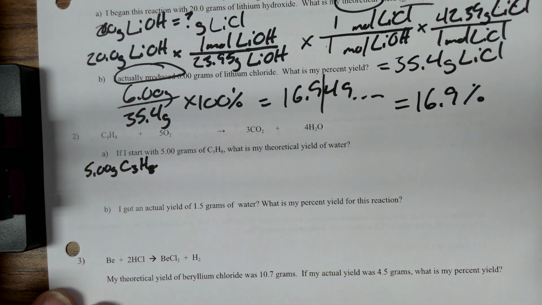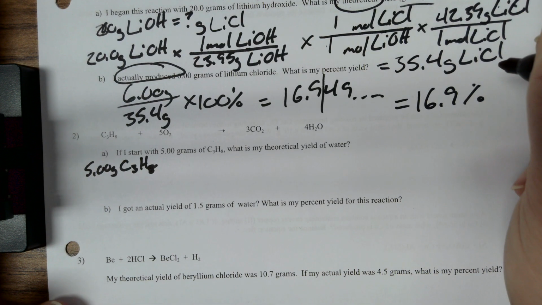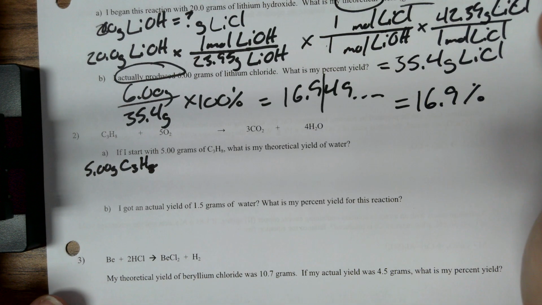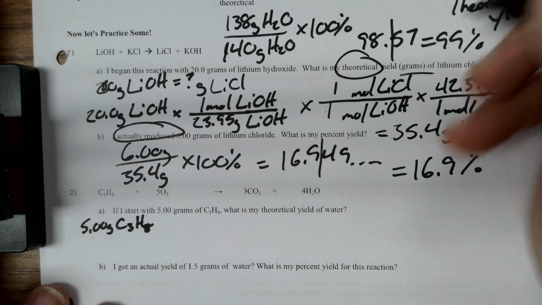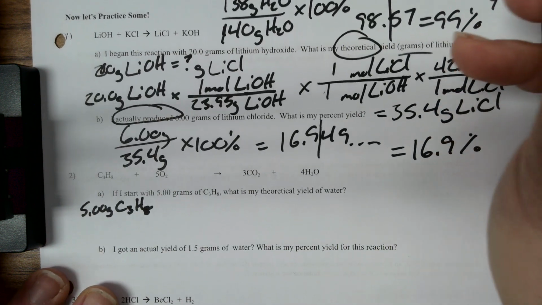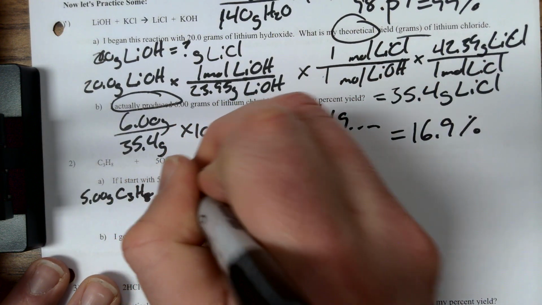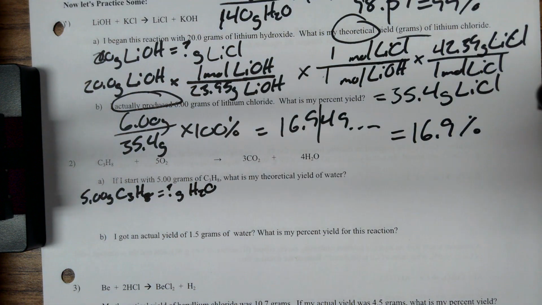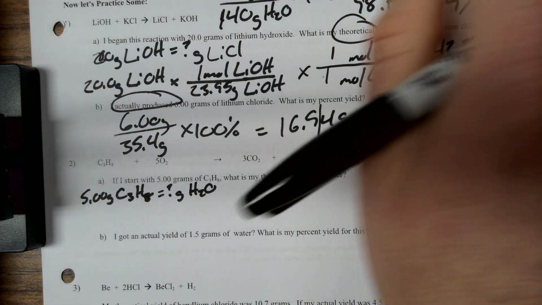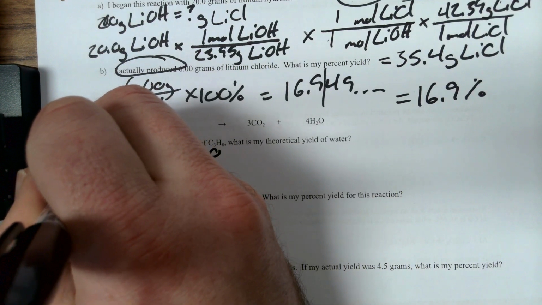I need to figure out what is the theoretical yield. One may be a little confused on what the theoretical yield is. It's always going to be grams. Every time we talk about theoretical yield, it's always grams. I want to figure out percentage of grams water. So, first thing I do is I start by writing up my equation.